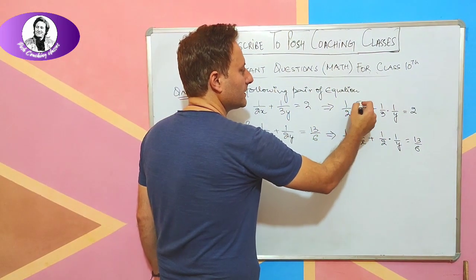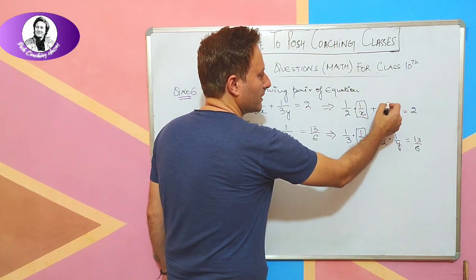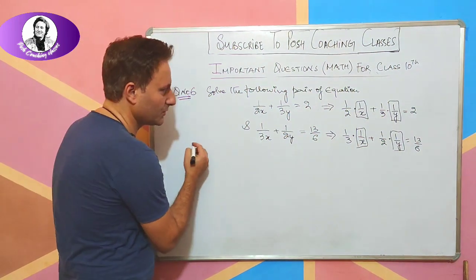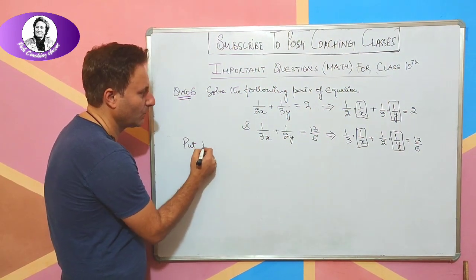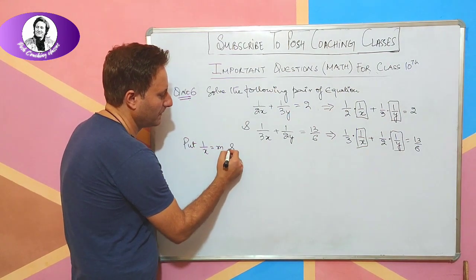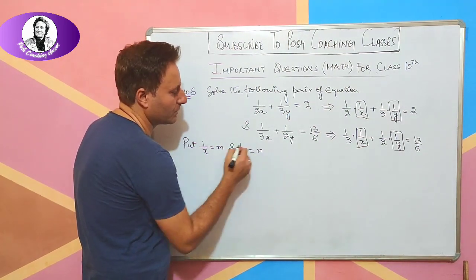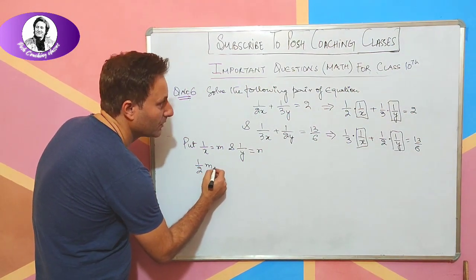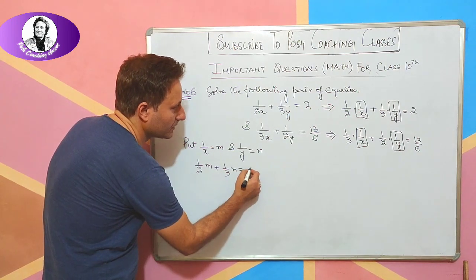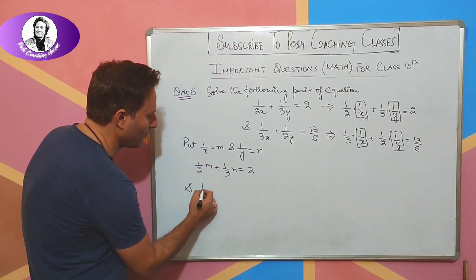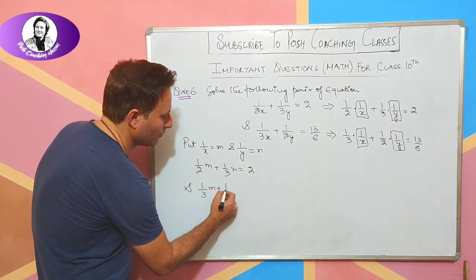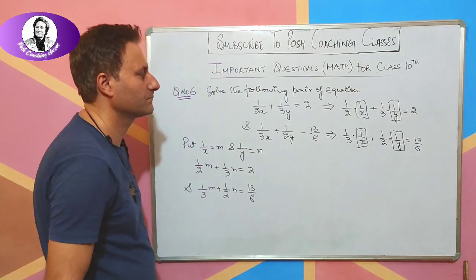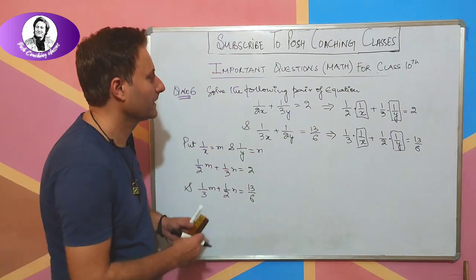If I see this thing is here, it is here as well, and this thing is here and here as well. So I'll just do a small thing. I'll put 1 upon x is equal to m and 1 upon y is equal to n. So what happens? It becomes 1 upon 2 m plus 1 upon 3 n is equal to 2, and we have 1 upon 3 m plus 1 upon 2 n, it becomes 13 upon 6. Right? So I'll just take this off.